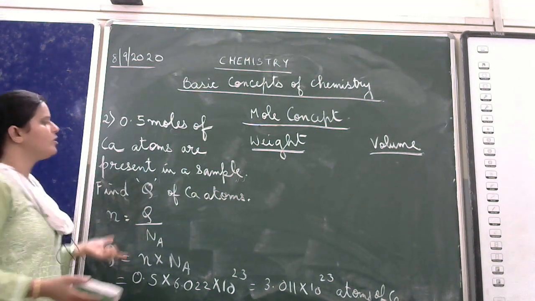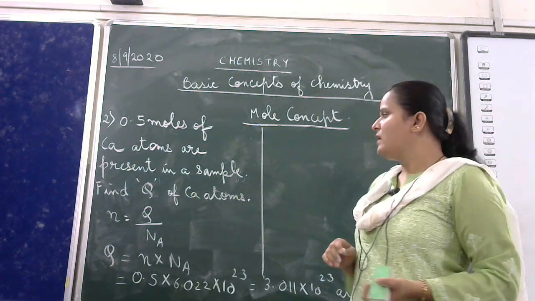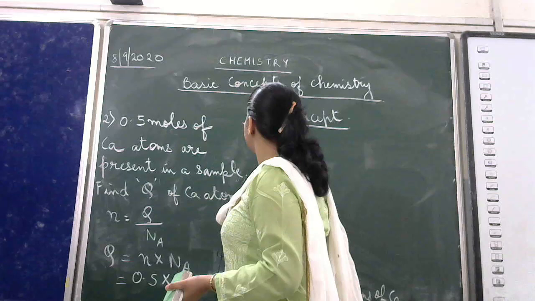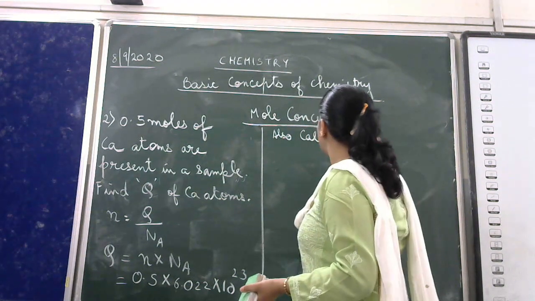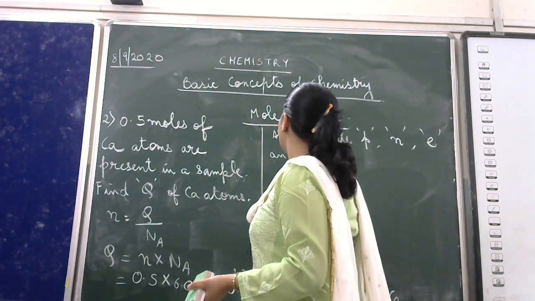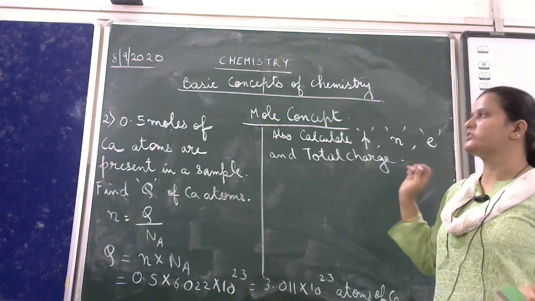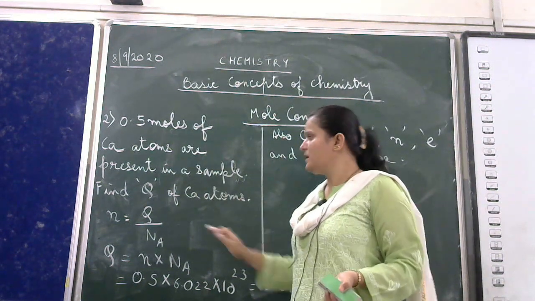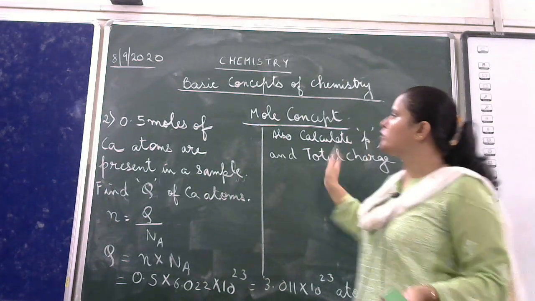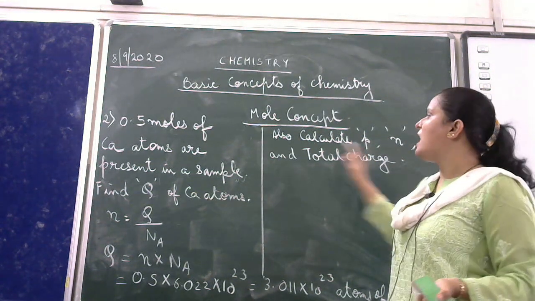Here see in this particular quantity, if I ask you, here we have calculated quantity. Okay, I could have also asked you to calculate the number of protons, the number of neutrons, the number of electrons, and total charge. Okay, all these are also to be calculated in the same question. 0.5 moles of calcium atoms are given. I will find how many calcium atoms are there in the 0.5 moles. Also, I am going to find out what is the number of protons present in 0.5 moles of calcium, neutrons, electron, and the total charge. Okay, all these are also to be calculated.